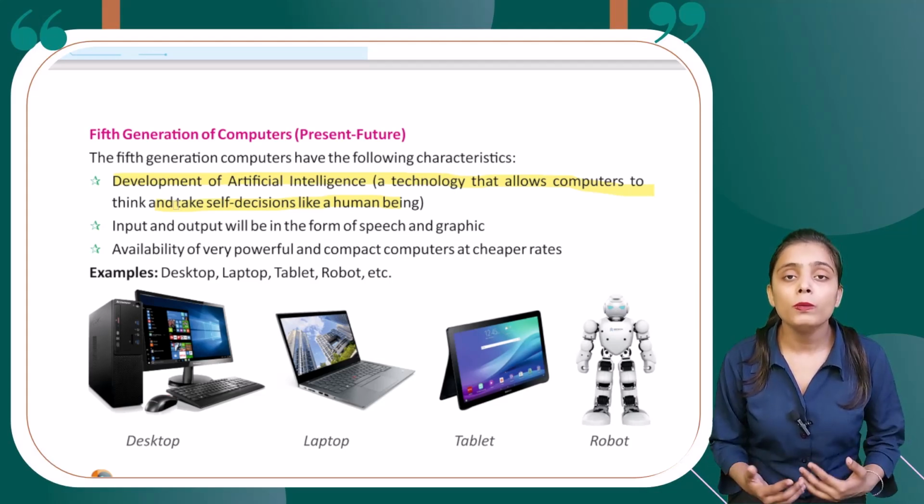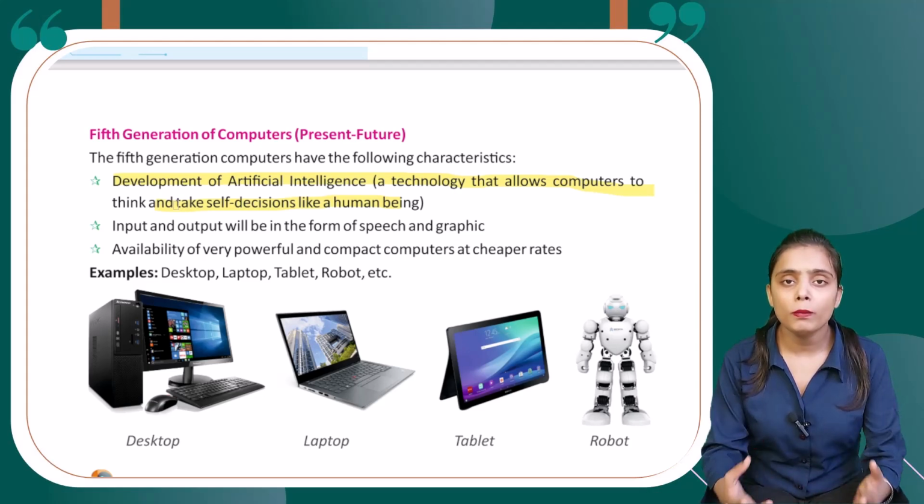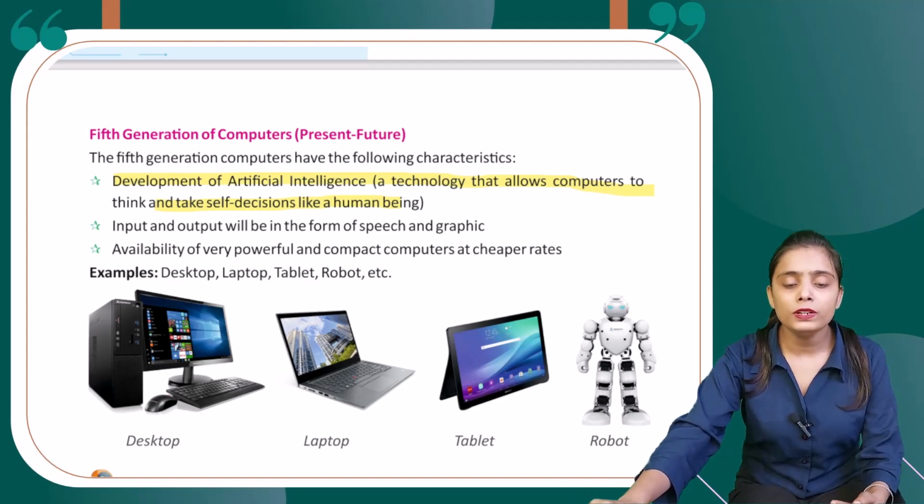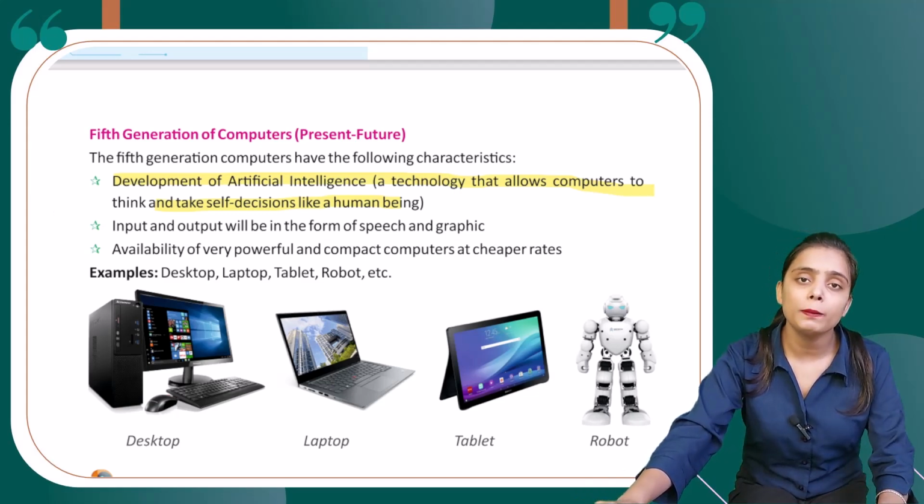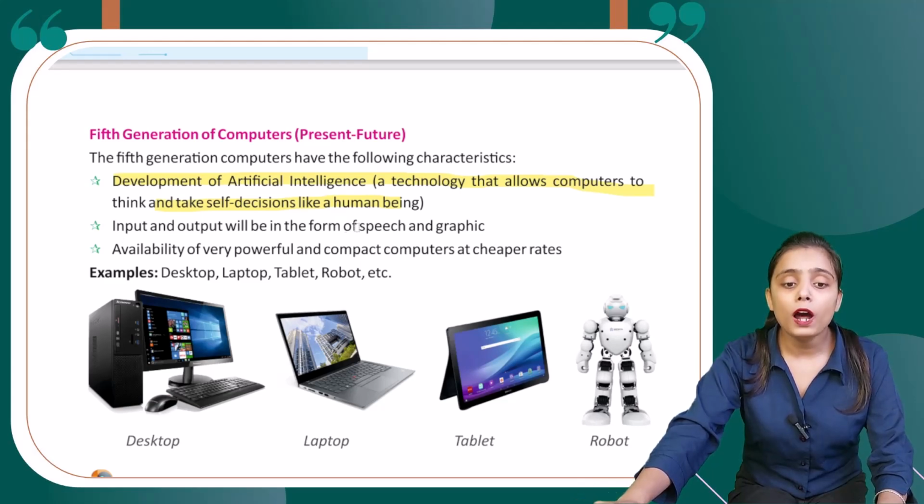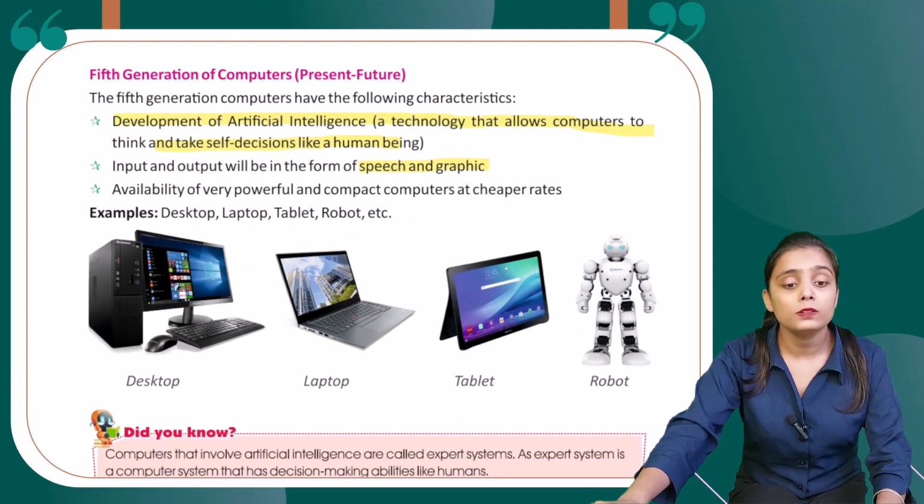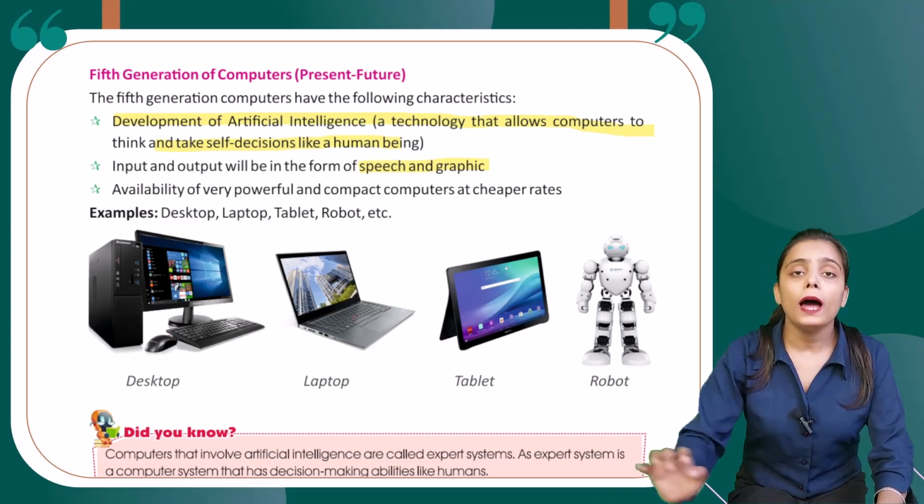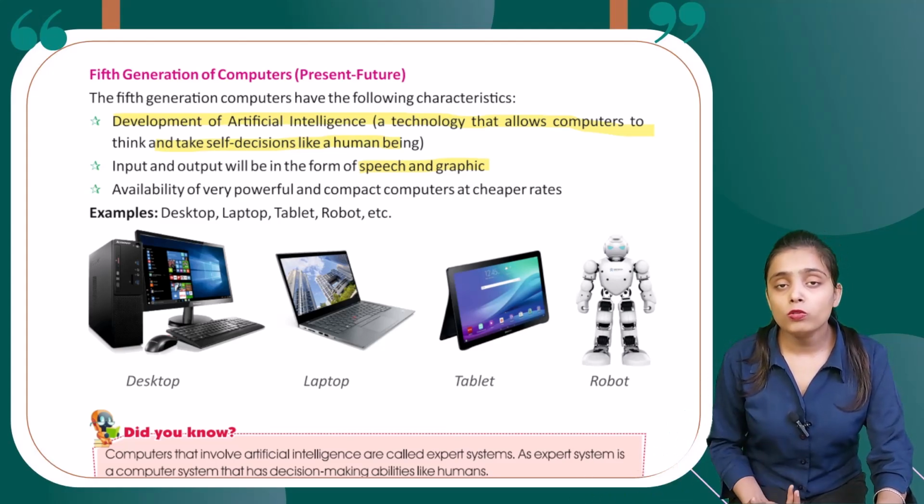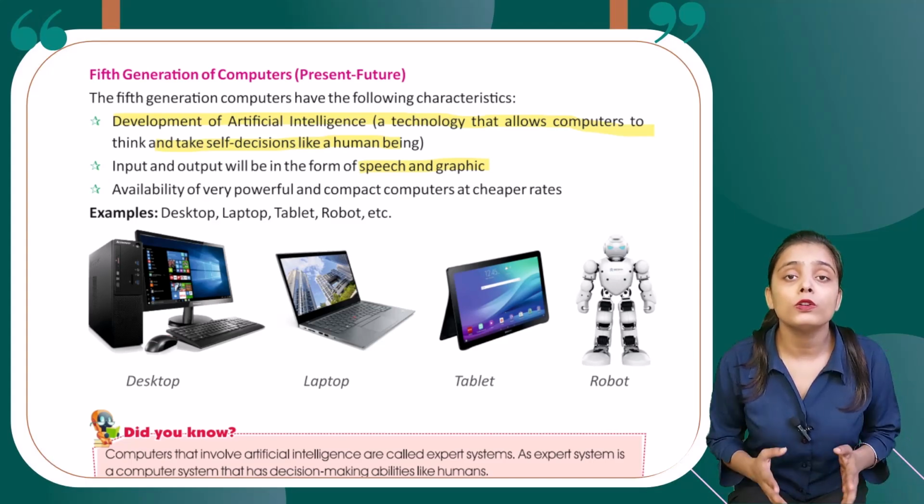Artificial means human. We are giving intelligence to a machine so that they can think like a human being. Okay, so that is called artificial intelligence, where we are making machines capable to think like a human being and take self decisions. Input and output will be in the form of speech and graphic, and availability of a very powerful compact computer at cheaper rates. Examples are desktop, laptop, tablet, and robots. So here you can see the picture of them, and you must be aware of the term robot. Robot is also using AI.